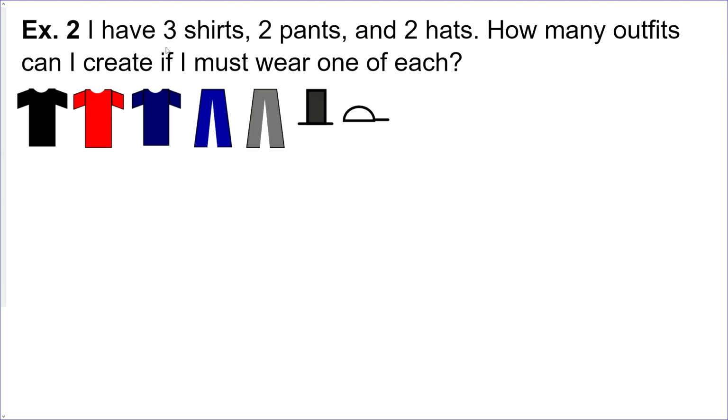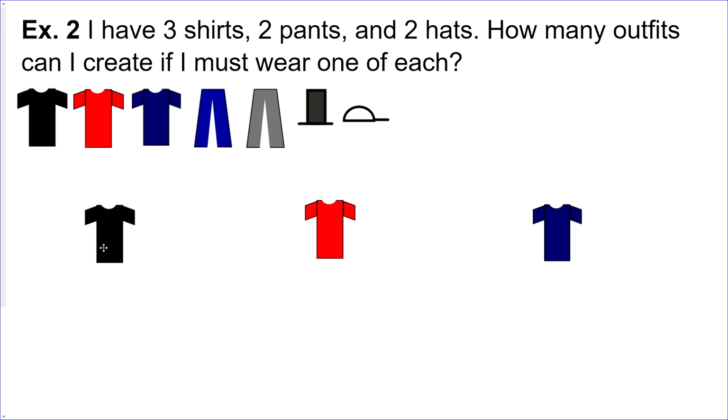Let's say I have 3 shirts, 2 pairs of pants, and 2 hats. How many outfits can I create if I must wear one of each? So I'm going to rearrange these to show I could wear this black shirt, this red shirt, or this dark blue shirt. With the black shirt, I could wear the blue pants, or I could wear the gray pants. And I'm going to fill all this in with these little pictures here. See if you can find the answer and then start the video.